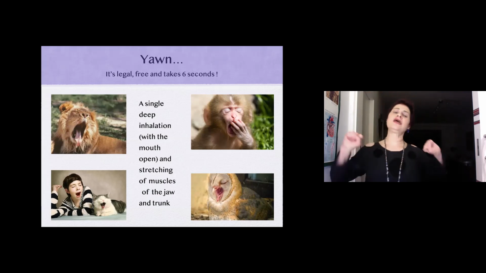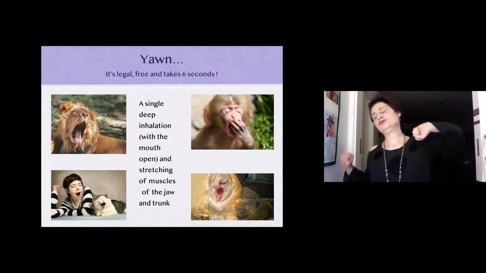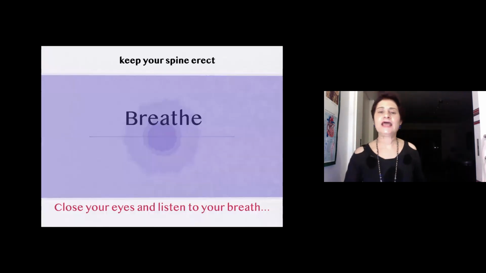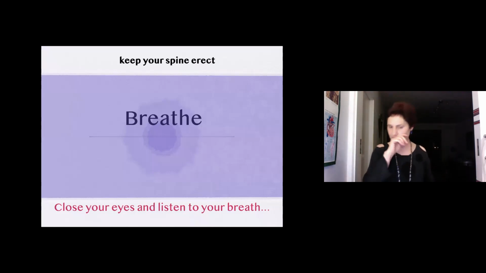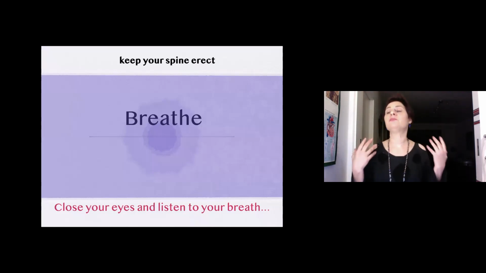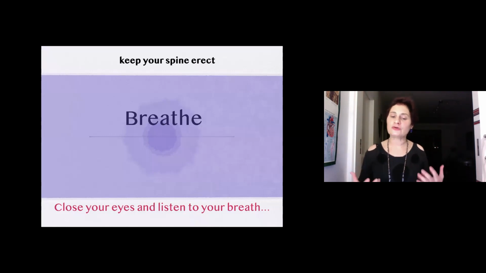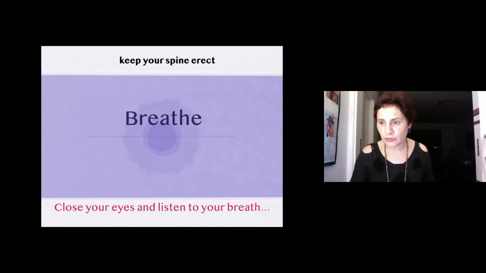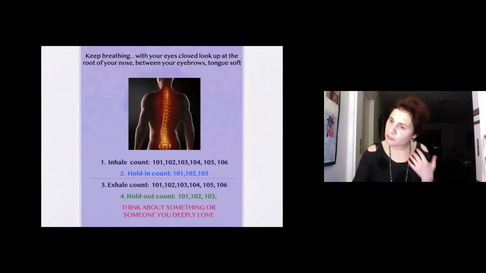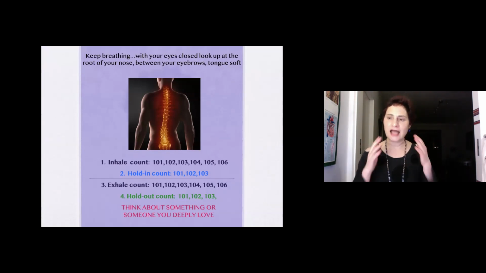Now stretching the muscles of the jaw, the trunk. Okay, and now keep your spine erect, find your ground, feel your sitting bones, and breathe. Close your eyes and listen to your breath. Keep breathing. With your eyes closed, look up at the root of your nose. Between your eyebrows, the tongue is soft.